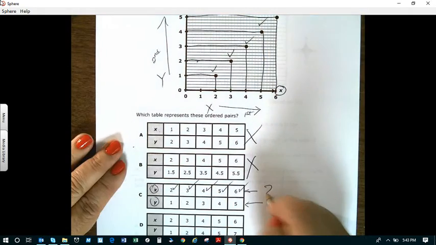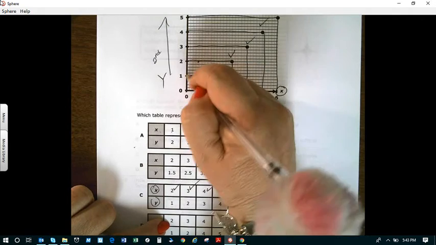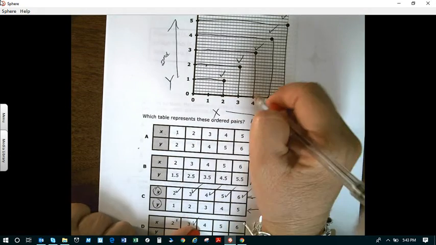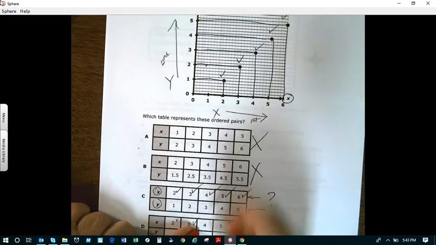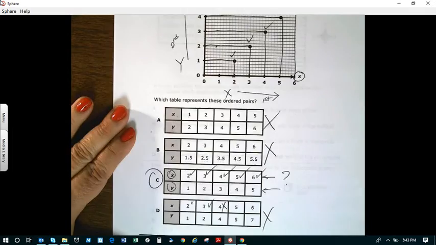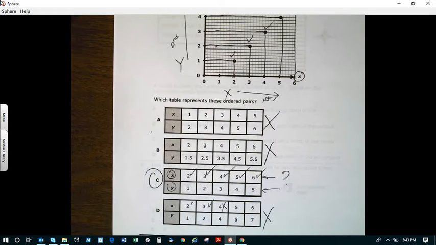Okay, so I have a strong possibility. 2, 1. Well, that was right. 3, 2. That one is right. But look at this one. It's 4, 4, but that was 4, 3. So that's not right. So my answer is C. So I did all this work to prove my work to be correct. All right, next problem, number 8.